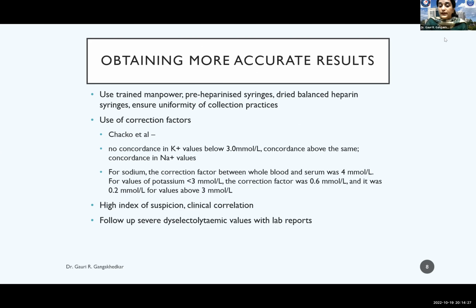Checo et al. found that there was no concordance in potassium values below 3 millimoles, and concordance was found above the same. For sodium, there was concordance in all values. So they suggested a correction factor between whole blood and serum of 4 millimoles for sodium, and for potassium less than 3 millimoles, a correction factor of 0.6 millimoles should be applied, whereas it could be 0.2 millimoles above 3. Again, it's important to have a high index of suspicion for these values. Make sure you have clinical correlation, and any severe dyselectrolytemic values must be followed up with lab reports to be sure.